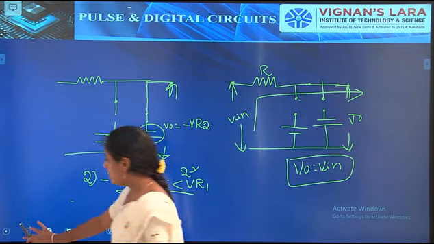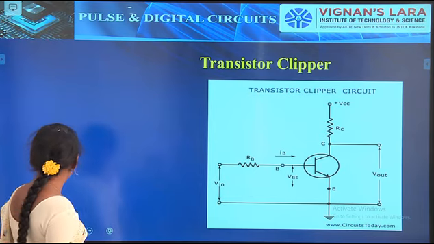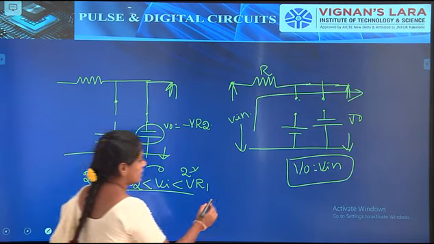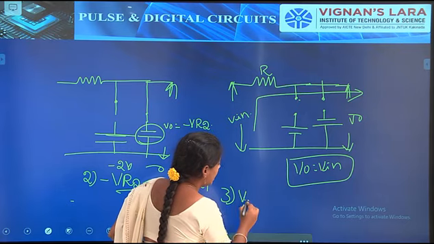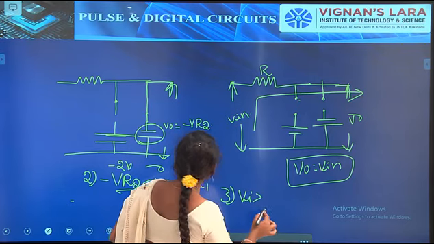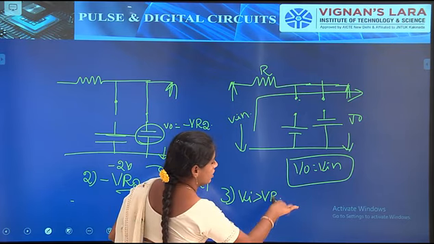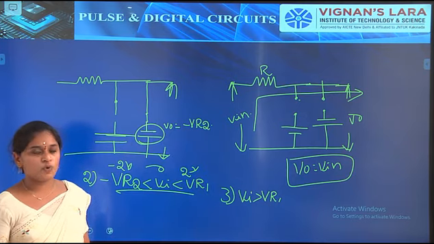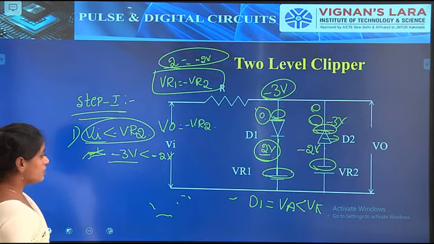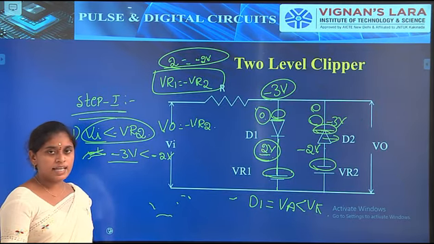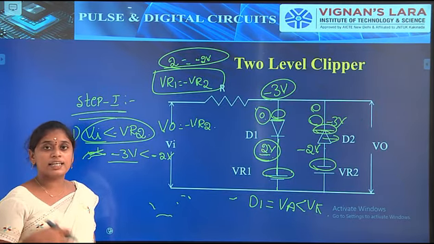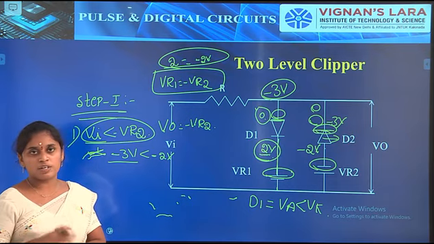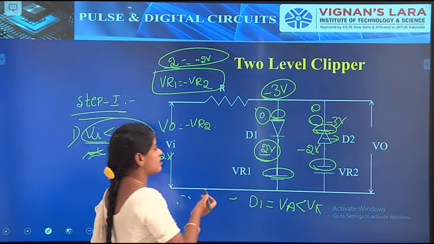And the next step, what is the condition we have to assume, that is the third step, that is Vi greater than VR1. That is, the input voltage is greater than VR1. What happens? We have to check. So simply VR1 will be 2 volts and the input voltage is greater than 2 volts. Maybe it is 2.1, 2.2 up to the input voltage maximum. So let us assume it as 3 volts.